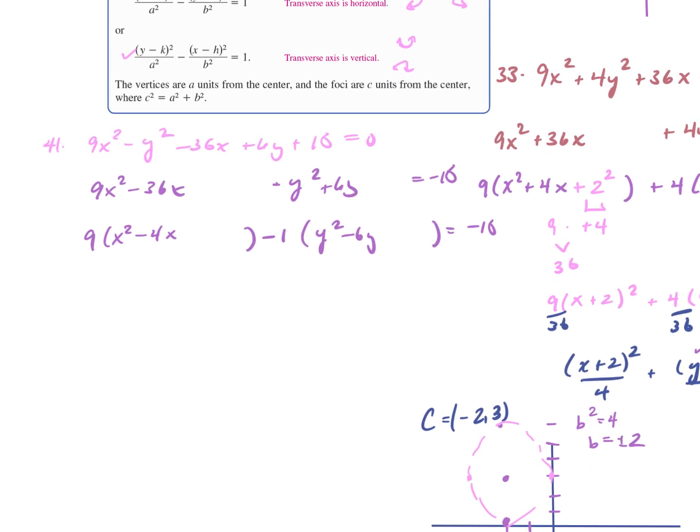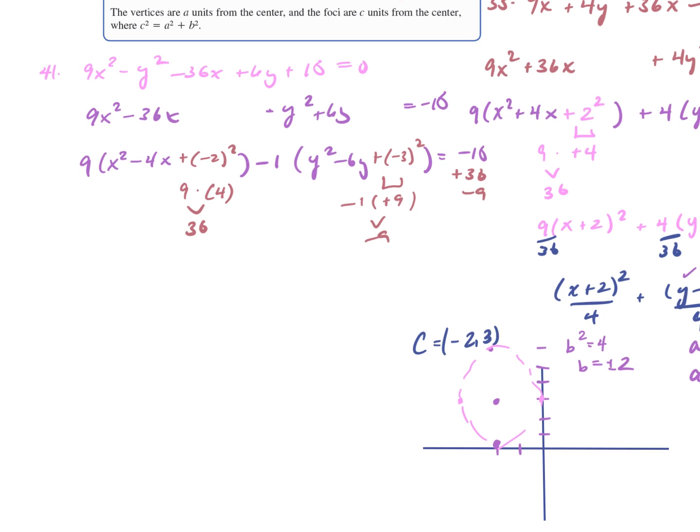Half of negative 4 is negative 2. So I'm adding 4, but times 9, so 4 times 9, which is 36. So I'm adding 36. And then this one is plus negative 3 squared, so it's plus 9 times negative 1, you get negative 9, minus 9. So we get 9 times x minus 2 squared, minus y minus 3 squared, equals 18 minus 9, which is 9.